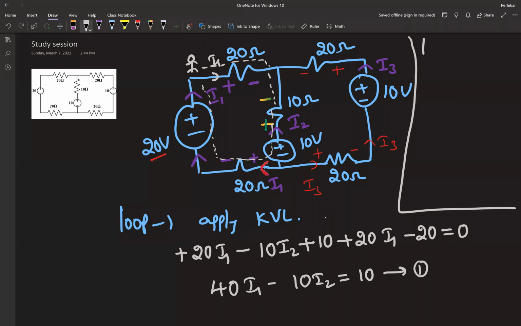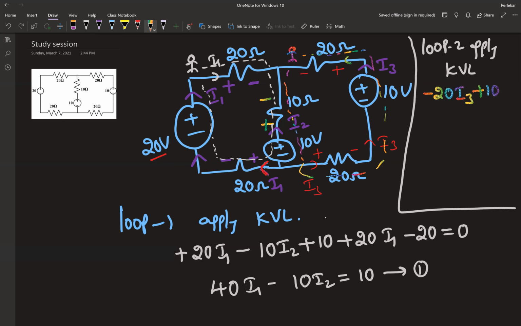Okay, so loop 2, apply KVL. Here also I'm going to follow the current direction. I'm going to start from here and then walk around and come back to the same point without touching any element or node more than once. So I'm entering the negative terminal, take that as a voltage drop. If you enter the positive terminal, take that as a voltage gain. So the voltage here, since I'm entering negative, 20 times what is the current passing through this? That must be I3, so minus 20 times I3.